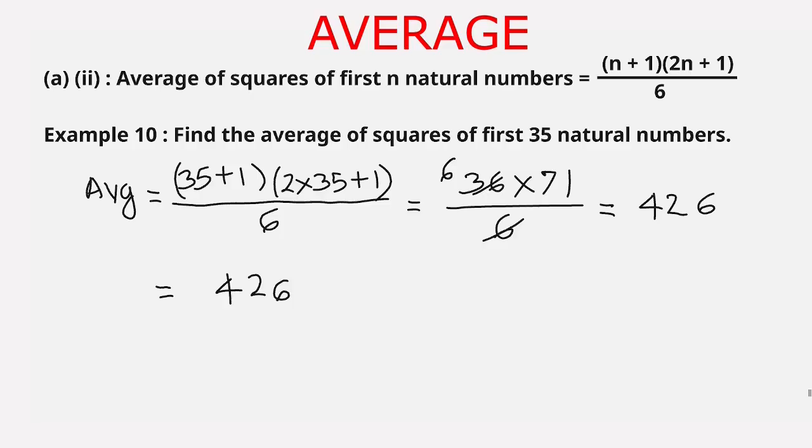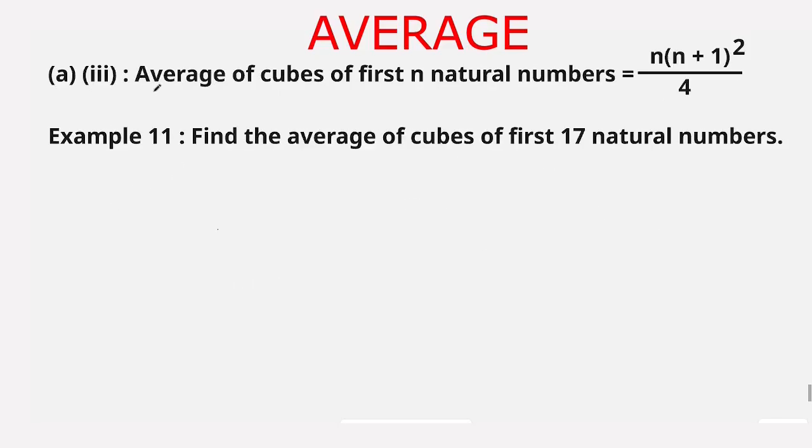I hope you have understood the formula as well as the use of the formula by solving this question. Point A, part 3. Average of cubes of first n natural numbers equals n into n plus 1 whole square divided by 4. And we will use this formula to solve the example. Example 11. Find the average of cubes of first 17 natural numbers.